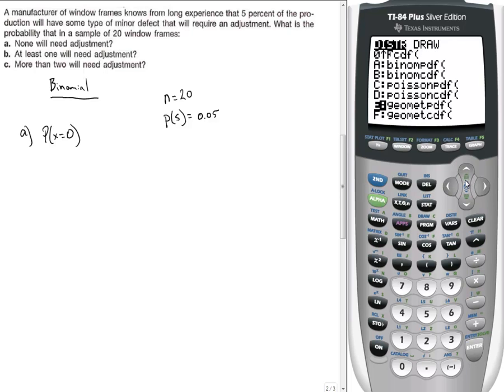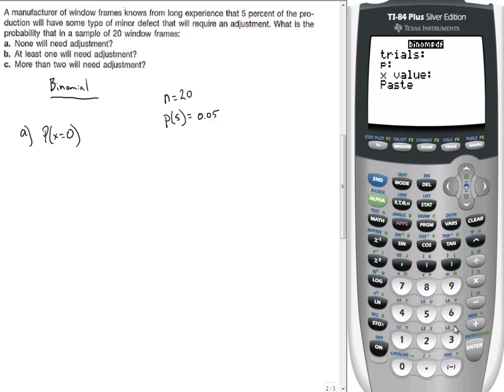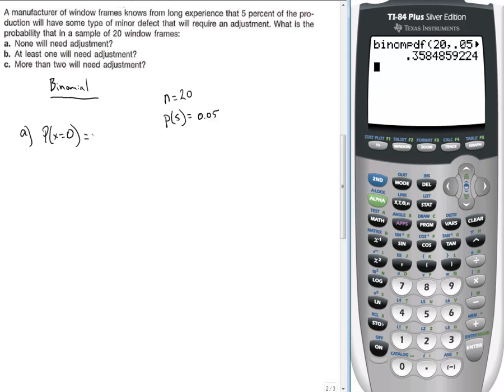Let's try that again. Probability, so PDF because it's exact here, so 20 trials, 0.05 for success. Probability that none will need adjustment is right there. So 0.358. That's the probability that none of the windows will be defective out of a batch of 20.